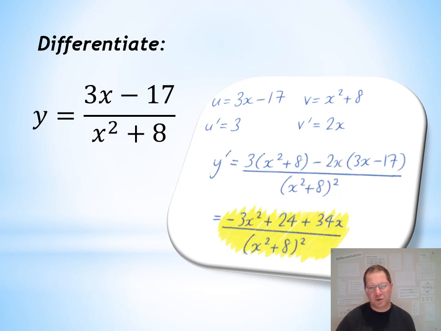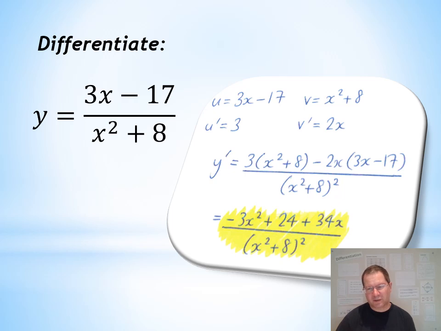Okay, now we have y equals 3x minus 17 over x squared plus 8. So u is 3x minus 17, and u dash is 3. v is x squared plus 8, and v dash equals 2x. So again, we start with our vu dash, which is 3 lots of x squared plus 8, and we take away our uv dash, which is 2x times 3x minus 17. We have our v squared on the bottom, the square of x squared plus 8.